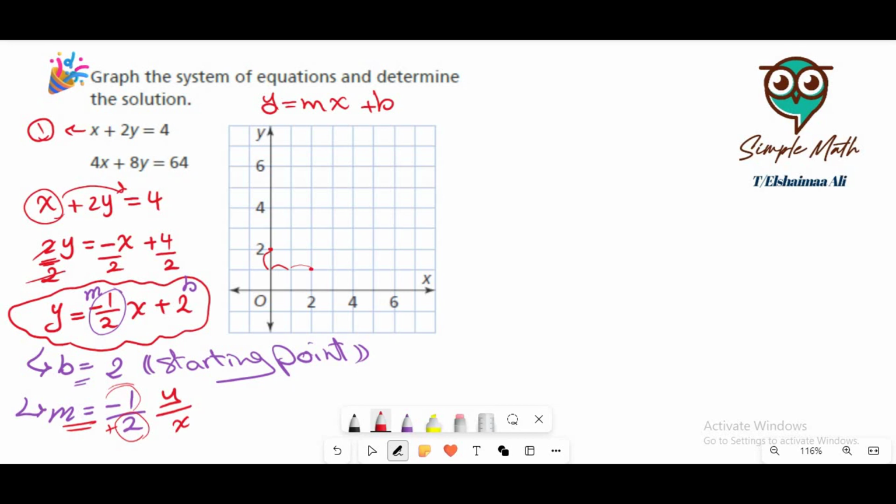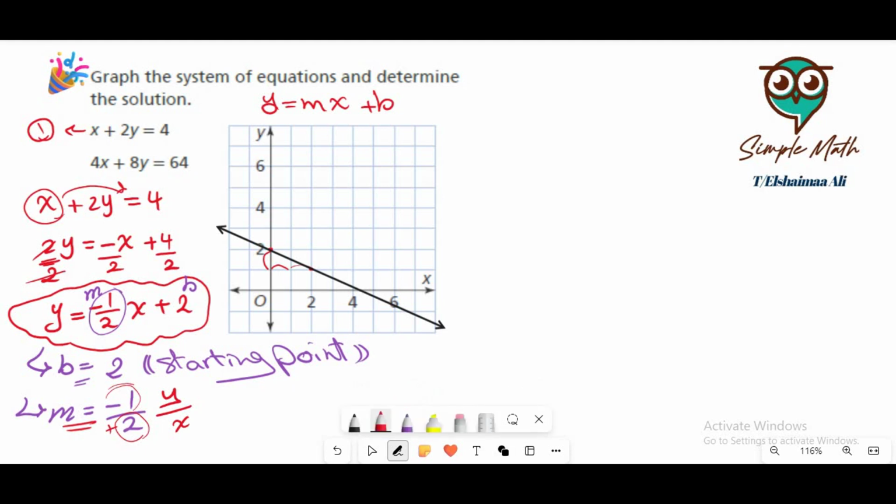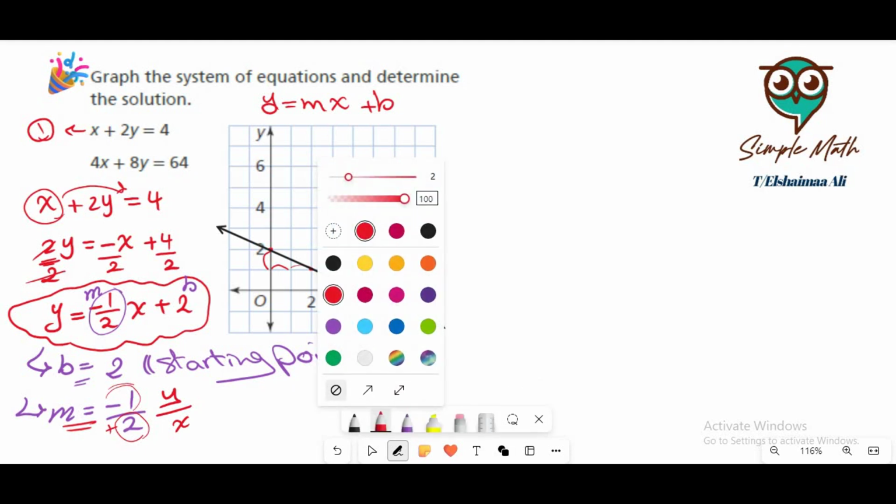Here we have 2 points. We are going to connect them with a straight line to draw the linear equation. Here we have a straight line. As you see, here it is. We have a straight line for this linear equation. This is the first equation. Let's do the next one, or the second equation.